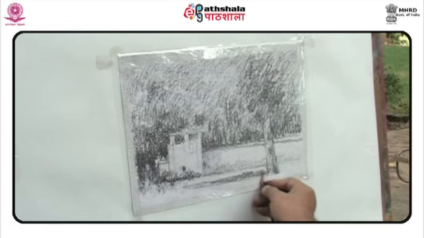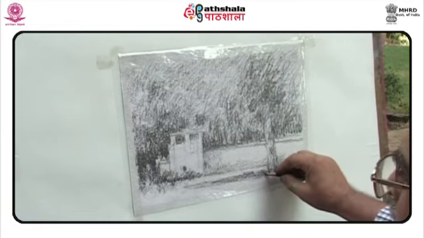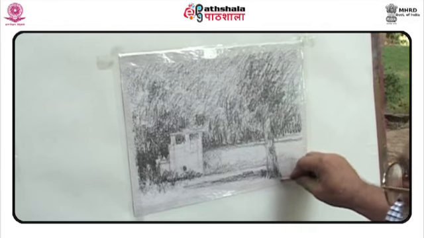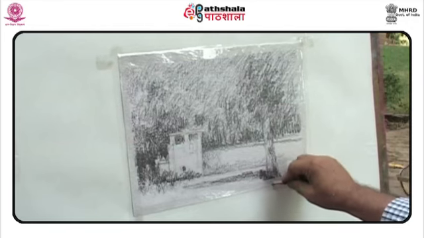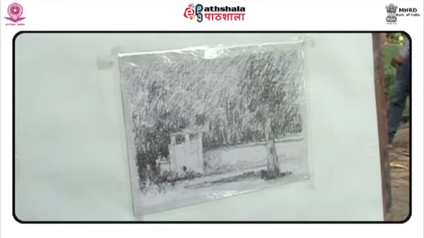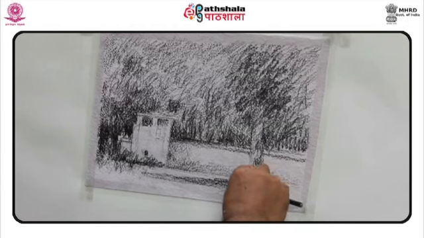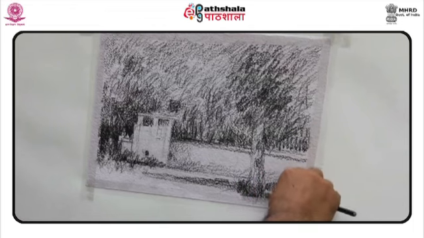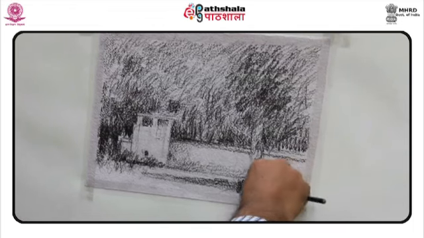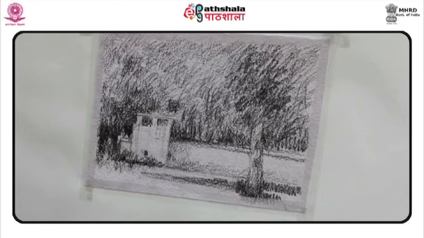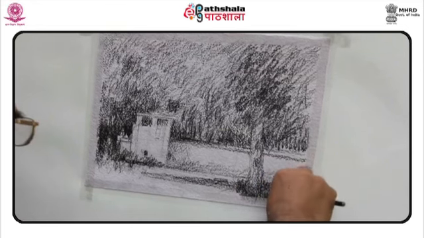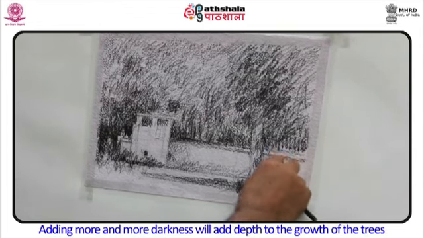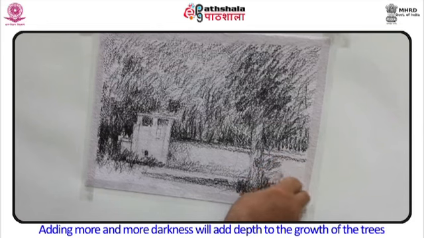A few zigzag lines at the base give impression of the bushes and wild growth. Shaded portions on the wall are the shadows of the tree falling on it. To give abstract impression, use the pencil flat, but to bring out the details in an object or a shape, one can use the pencil from its tip. Adding more and more darkness will add depth to the growth of the trees.